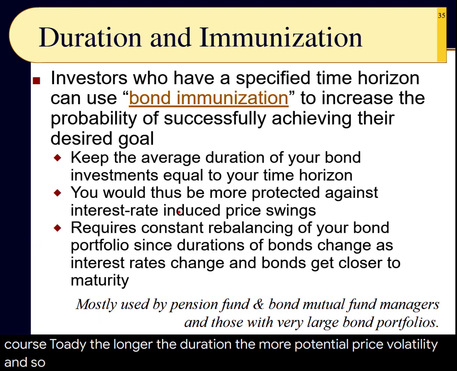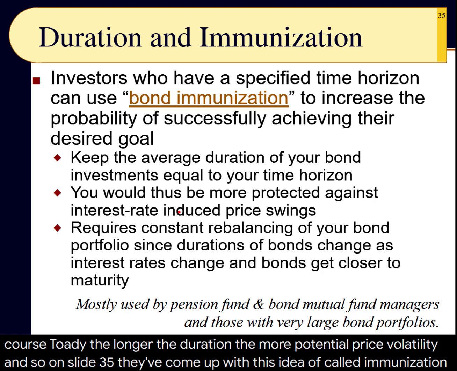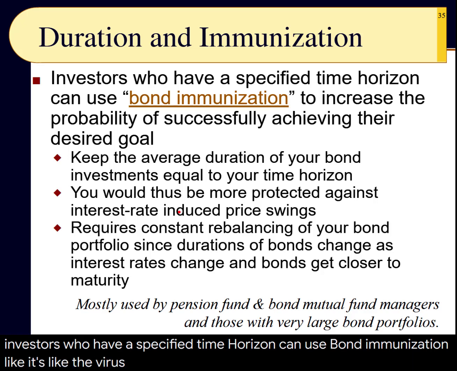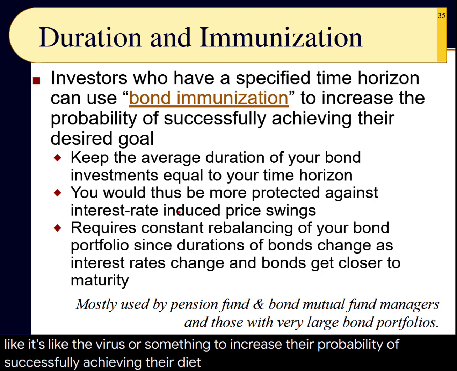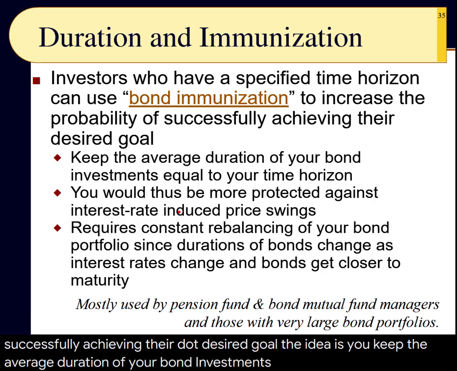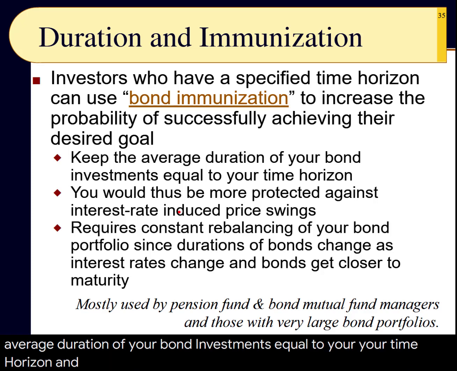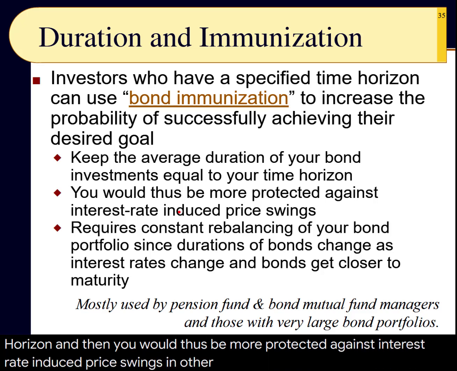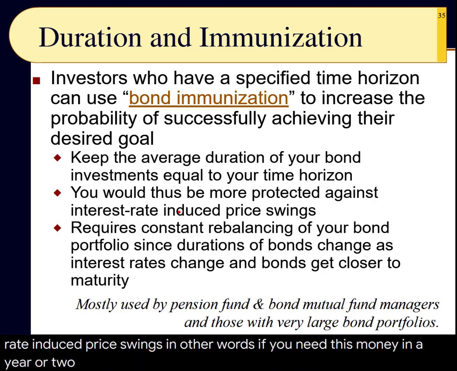And so, on slide 35, they've come up with this idea called immunization. Whoa. Investors who have a specified time horizon can use bond immunization, like a virus or something, to increase their probability of successfully achieving their desired goal. The idea is you keep the average duration of your bond investments equal to your time horizon, and then you would thus be more protected against interest rate-induced price swings. In other words, if you need this money in a year or two, you don't want a 30-year bond in your portfolio.